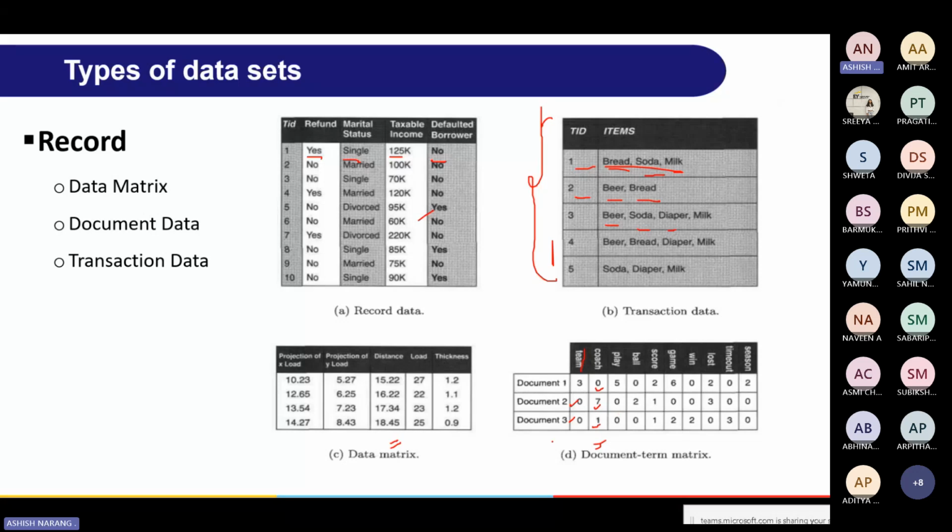Later on, we will learn a technique known as cosine similarity, using which we can measure the similarity between the documents and come up with analysis where we say, okay, these two documents are more similar.